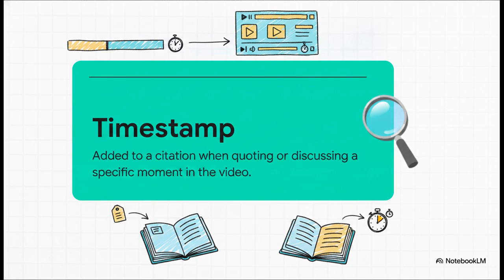Listen closely to this one because this is an absolute requirement for precise referencing. You must use a timestamp. You simply add a timestamp to your citation whenever you're quoting or discussing a specific moment in the video. You can think of a timestamp as the digital equivalent of a page number in a printed book. It brilliantly shows how we're adapting those old-school traditional academic standards to modern digital media. It tells your reader exactly where to jump in the timeline so they can verify your exact point.